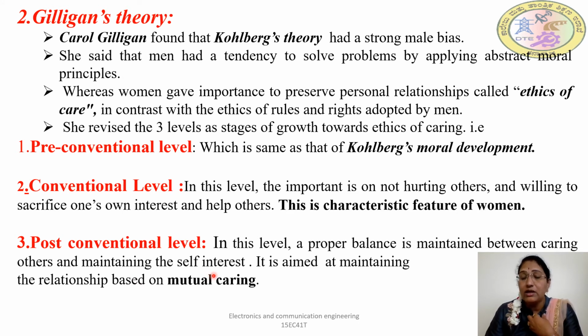So in this level, they pay attention to their own interest, and also they care for others. It is aimed at maintaining relationships based on mutual caring. They do not want to fall out with anyone; they always want a good relationship with others through mutual caring. So all these different levels are given by Gilligan's theory, keeping in mind both men's and women's behavior and thinking level.